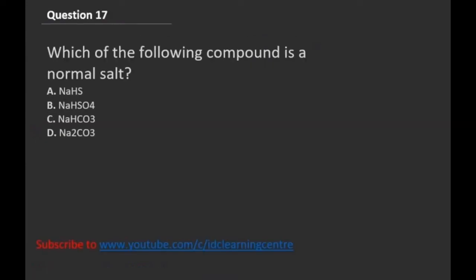Question number 17. It says, which of the following compounds is a normal salt? Of course, looking at the compounds given to us, we have option A having H, option B having H, option C having H, which indicates the presence of acid. So the right answer to this question 17 is D.